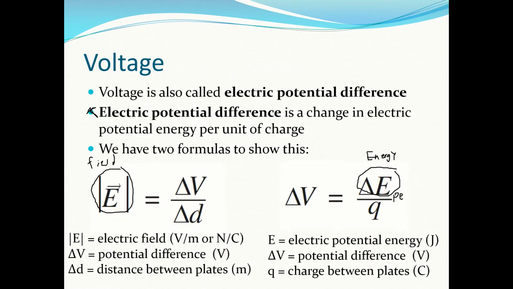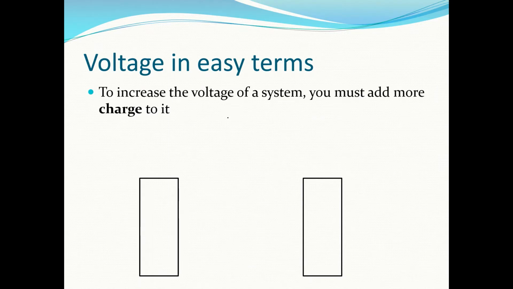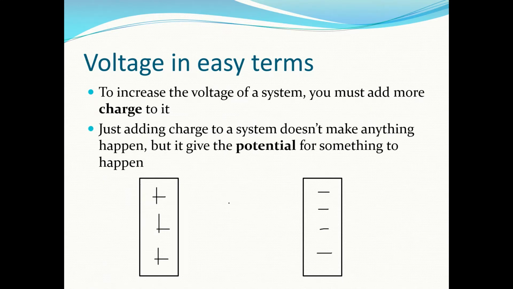So this is an annoying term for voltage. Students don't understand it. What's the point of using that definition if students don't understand it? So I'm going to give you voltage in easy terms. To increase the voltage of a system, you add more charge. So if I have a positive side over here and a negative side over here, this has a certain amount of voltage. Voltage doesn't do anything on its own. It gives a potential for something to happen.